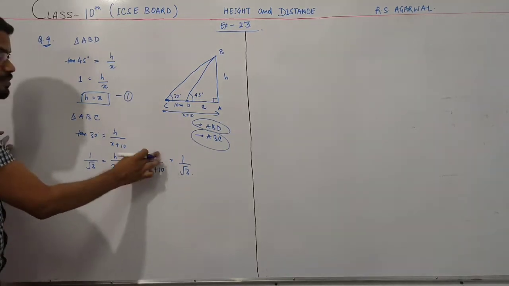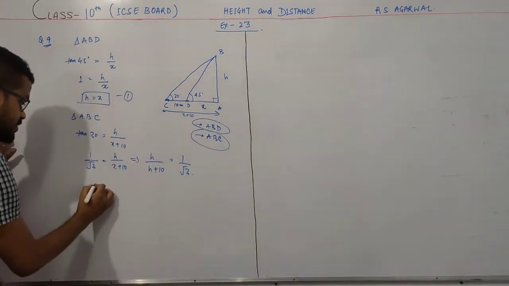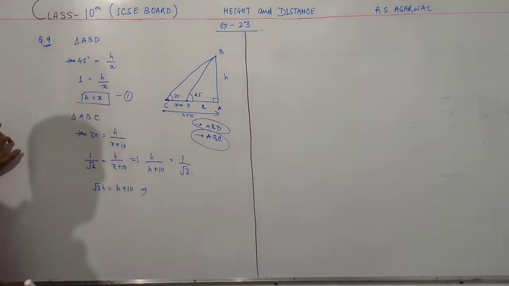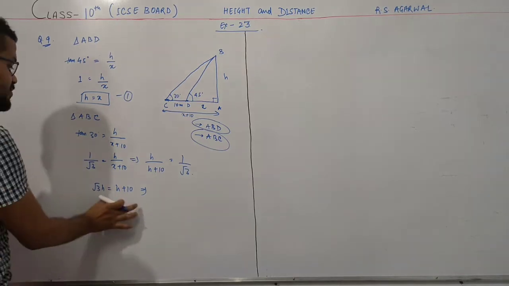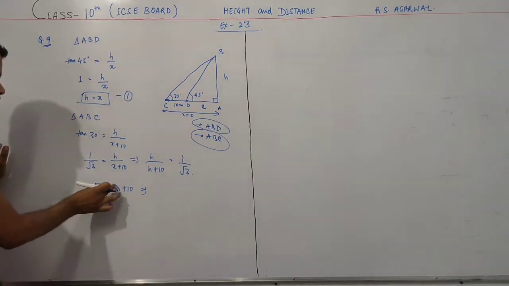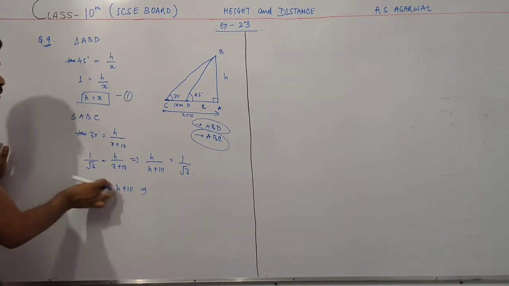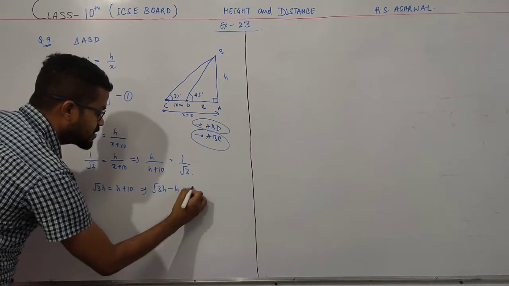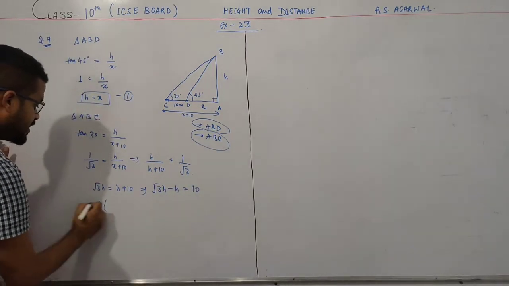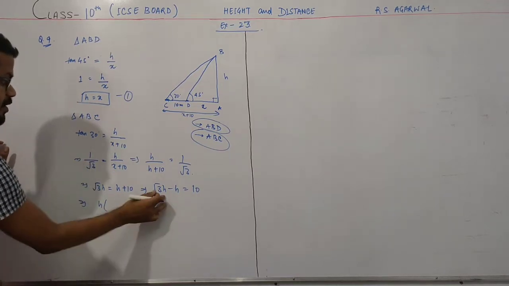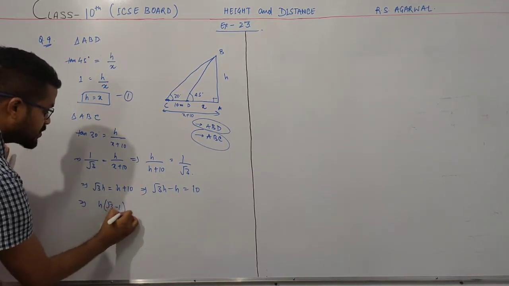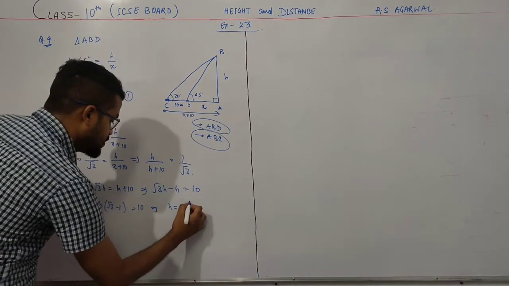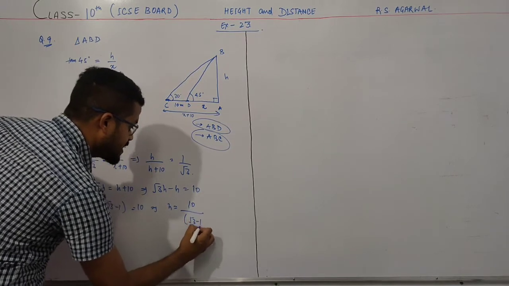Now if I do the cross multiplication, this is root 3h is equal to h plus 10. Now if I further simplify this expression, I bring this h to the left hand side from the right hand side. So this is root 3h minus h is equal to 10. Now I take h common. So in bracket there is root 3 minus 1, equal to 10. Now h is equal to 10 upon root 3 minus 1.